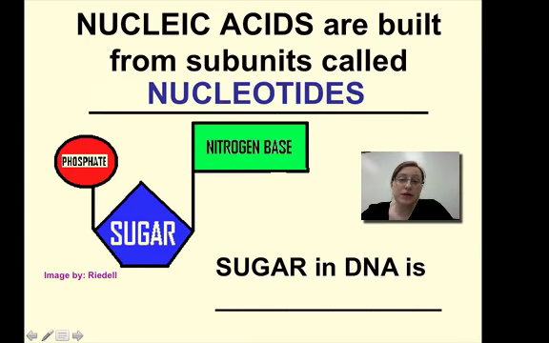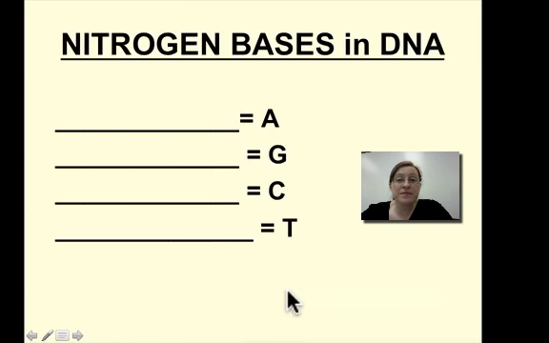Okay, so these nucleotides, as I said before, we've got the phosphate, the sugar, and the nitrogen base. In DNA, the sugar's name is deoxyribose. Notice the OSE ending there. That is meant to tell you that it is a sugar. Okay, you do need to know the specific name of this sugar. If you would write sugar on a quiz or a test, it would not be deemed specific enough.